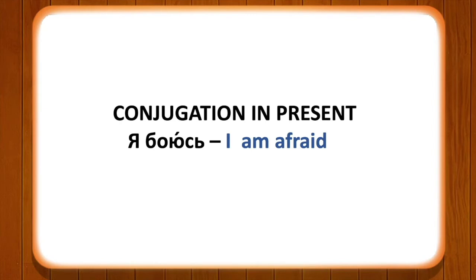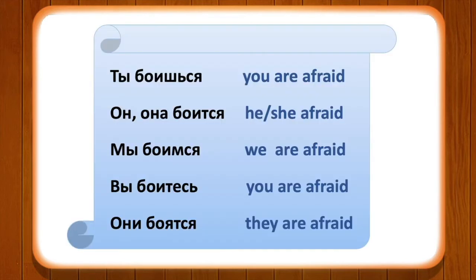Now we will conjugate new verbs of this text. The first verb is bayatsa. Bayatsa is an imperfective verb and it means to be afraid of. It always takes genitive case and answers the question kavo chivo. I'm conjugating this verb in present. Ya bayus means I'm afraid. Ti baishya, you are afraid. On ana baitsya, he or she is afraid. Mi baimsya, we are afraid. Vi baiches, you are afraid. Ani bayatsya, they are afraid.